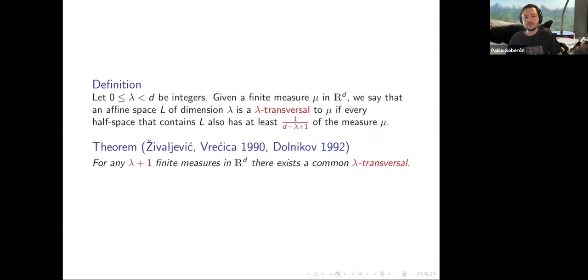And the big result here is by Ćivaljević and Vrećica, and also by Dol'nikov, that every lambda plus one finite measures in R^d share a common lambda transversal. I really like this one because the number of transversals doesn't depend on d, just on the dimension of the transversal.